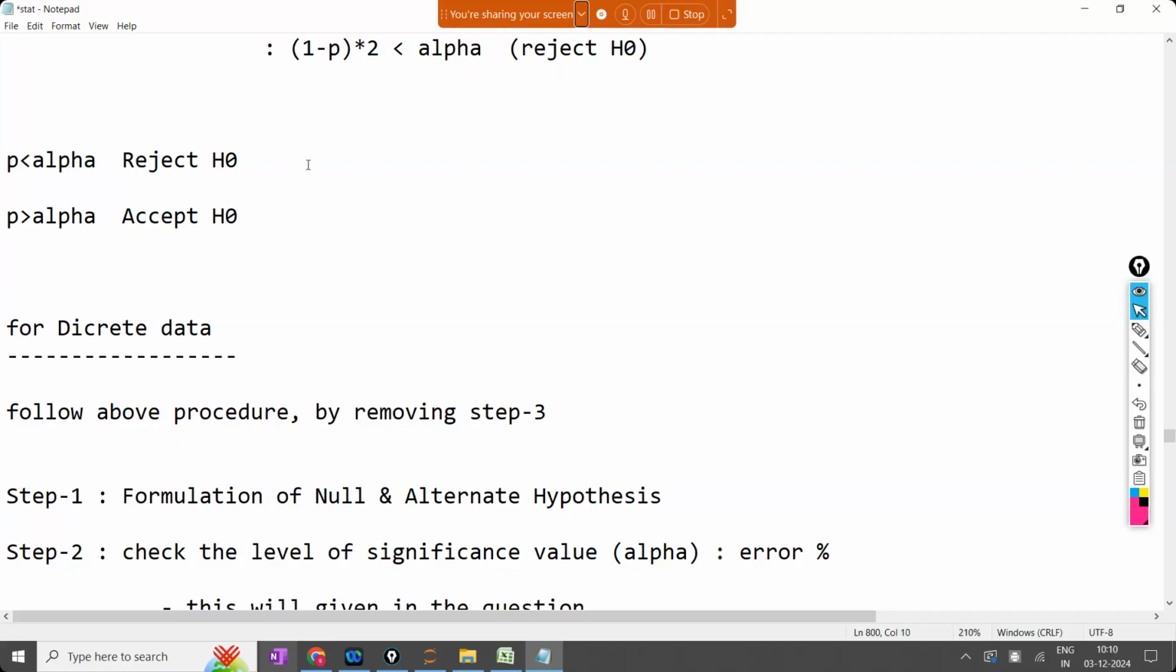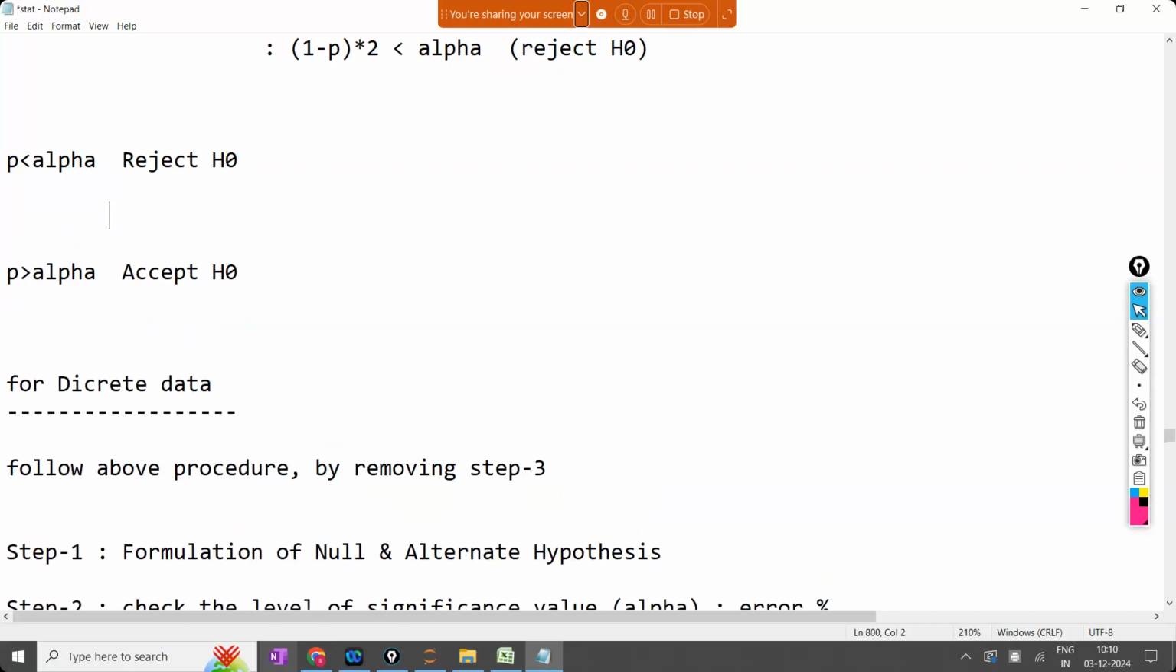For a left tail test, the P is the normal P only. If you want, you can write here: for a left tail test, the P value is the same P value from the Z table. No difference, both are the same.